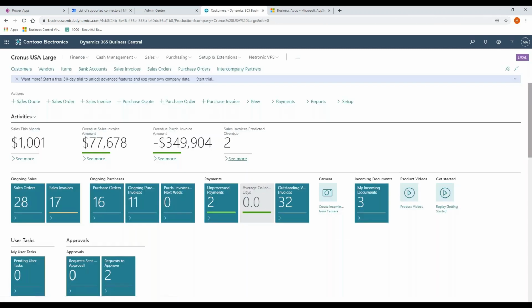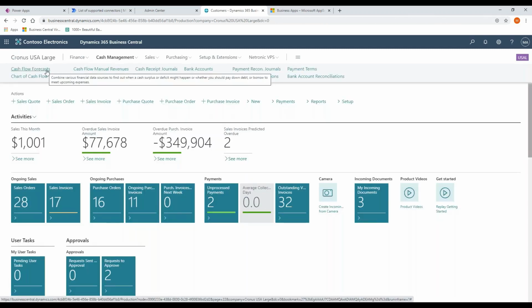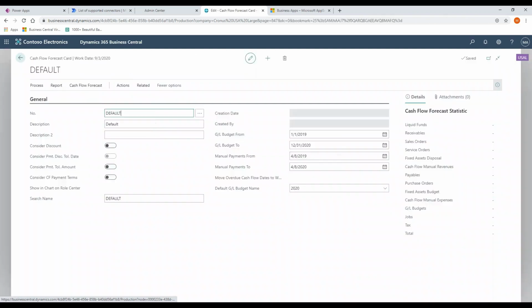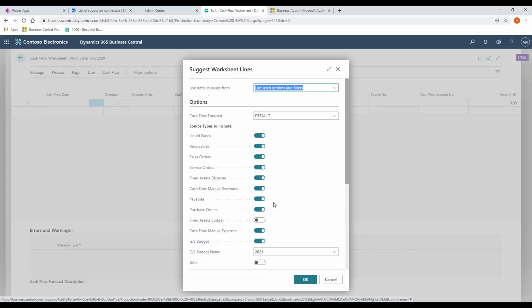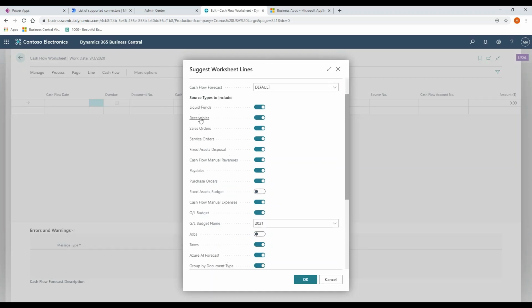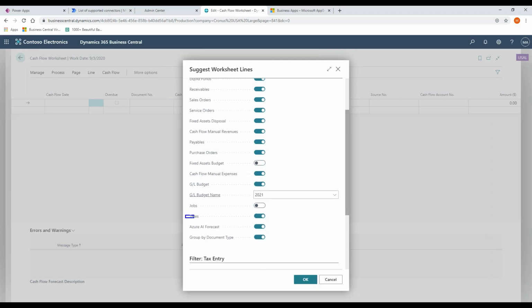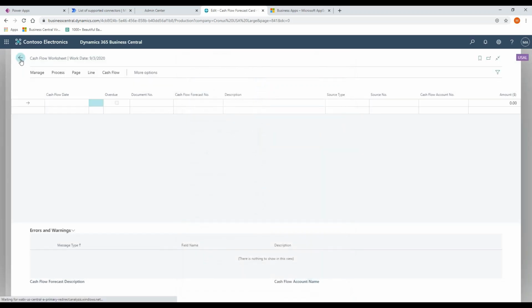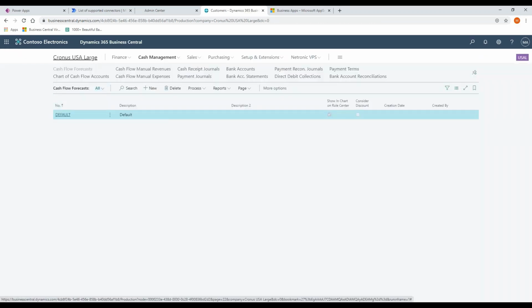A couple other places AI has been incorporated into the application: cash flow forecasts. So when I go to actually generate a cash flow forecast, I'm just going to come in here so that you can see how this works, process, suggest worksheets. So I can look at all sorts of different types of transactions to include in a cash flow forecast. So traditional receivables, payables, service orders, you get the point, you can read through there. We have the ability though to enable the Azure AI forecasting in the cash flow forecasting, the cash flow module. So another place that AI is incorporated into Business Central out of the box. Again, I just enable it.